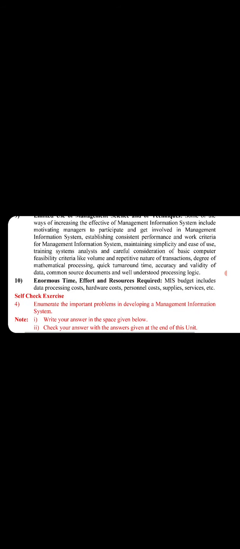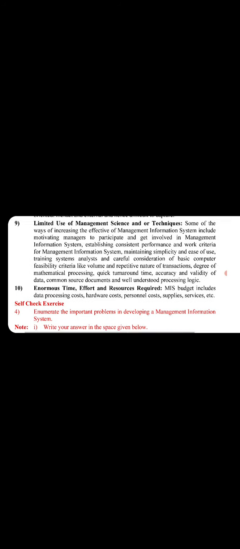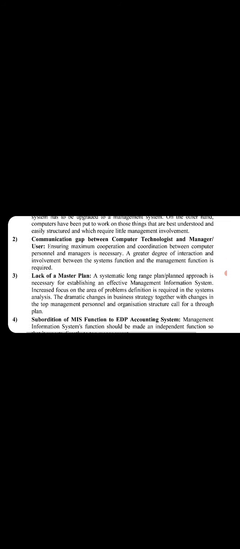Eighth one is voluminous and unstructured nature of data. Ninth one is limited use of management science or techniques. 10th one is enormous time, effort and resources required. So we discuss one by one what are the pitfalls or problems while developing MIS, implementing MIS in organization.